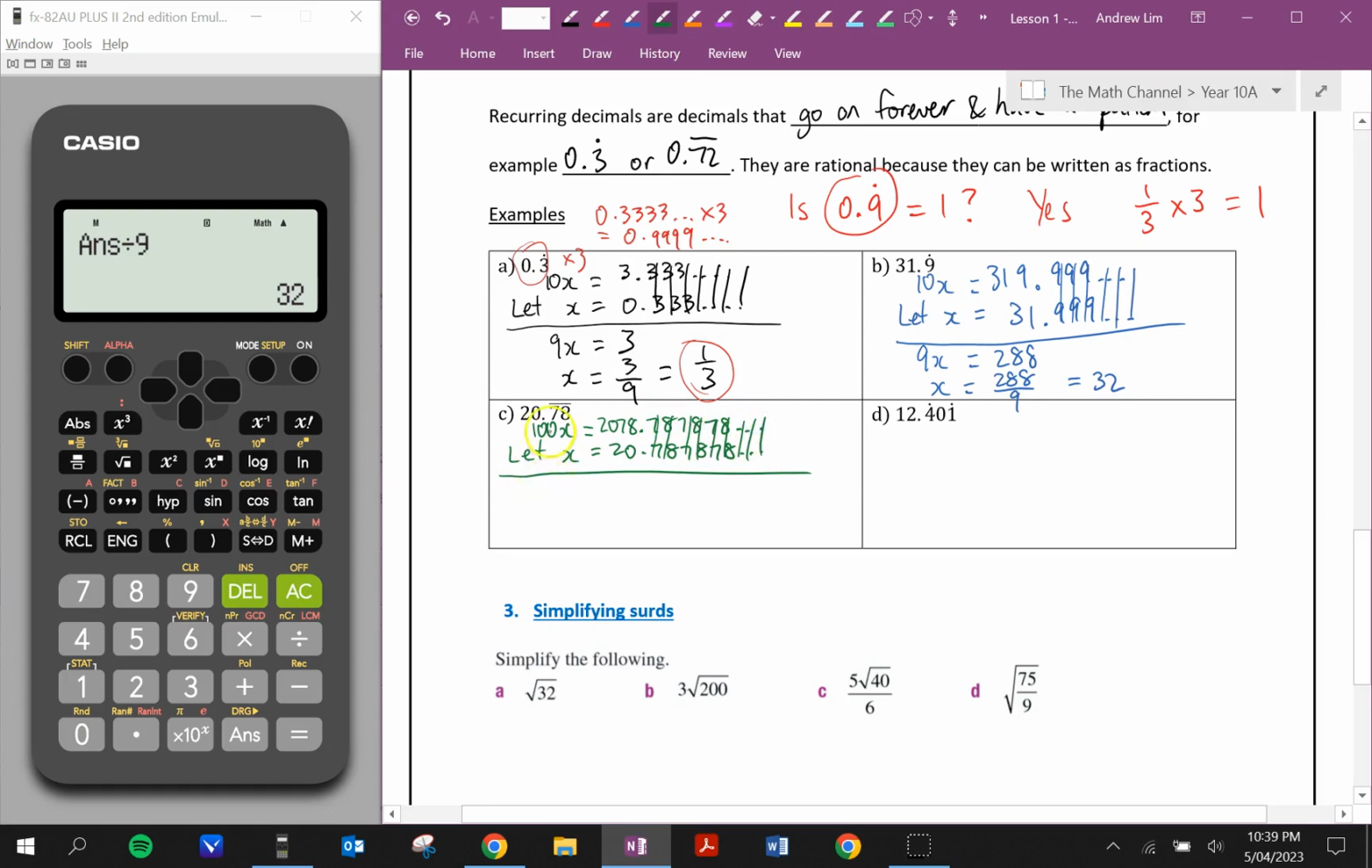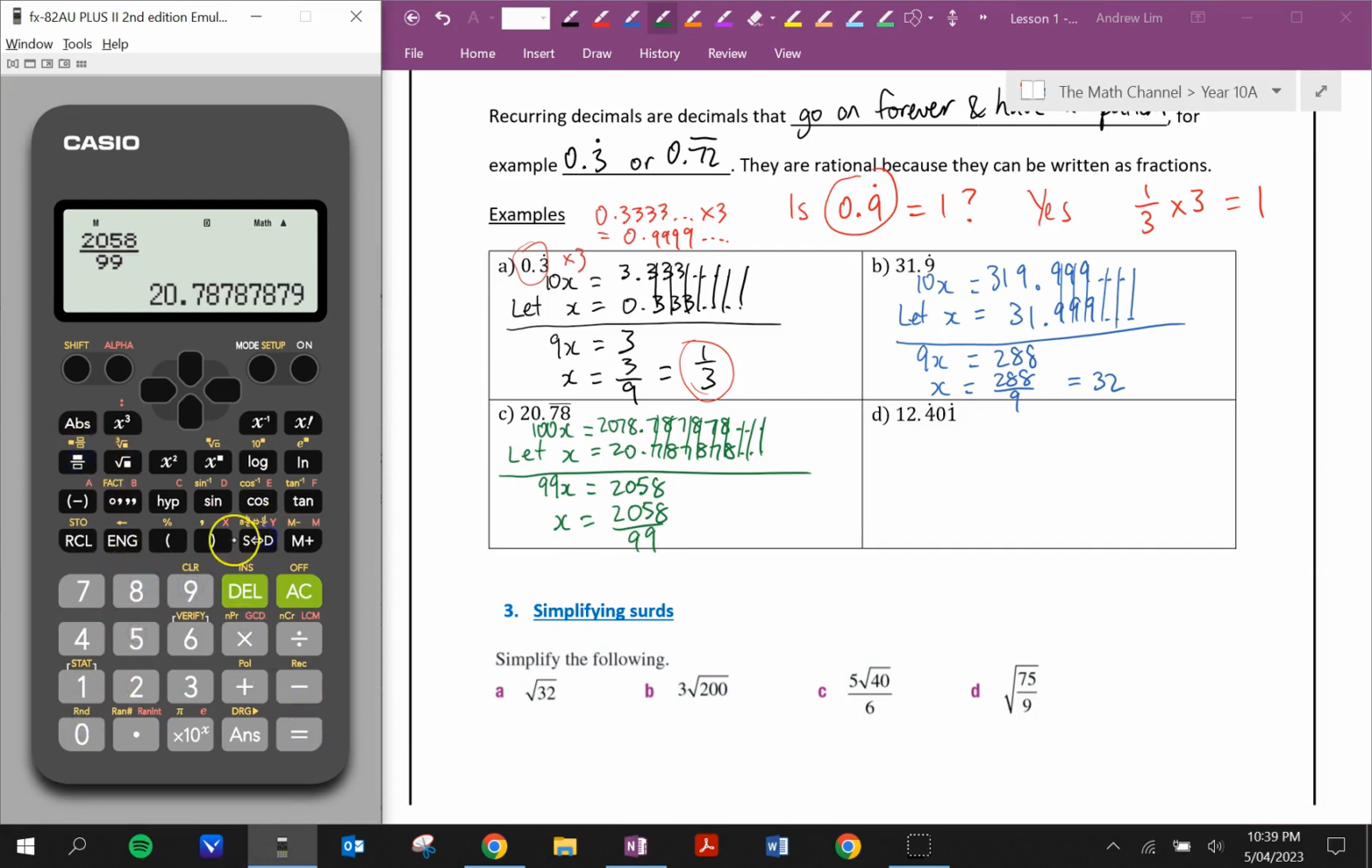So when I subtract, I'll now get 99x. 100 minus 1 is 99. 2078 minus 20 is 2058. And now I can divide both sides by 99. And that's my answer. And we can double check. Yep, 20.787878. It says 79 there, but that's because it rounds it.